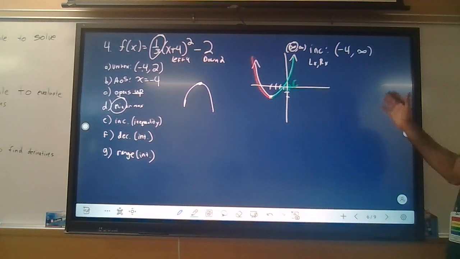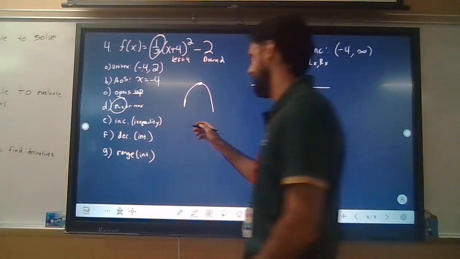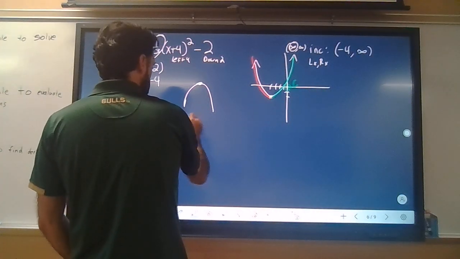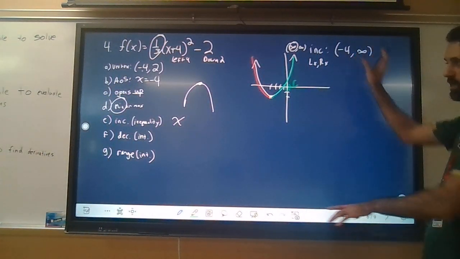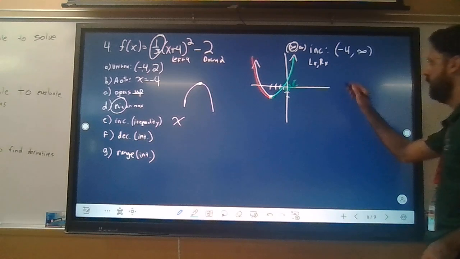Now, inequality notation is either going to be x is greater than or less than. So to figure that out, if you're not sure how this translates to an inequality, draw a number line.